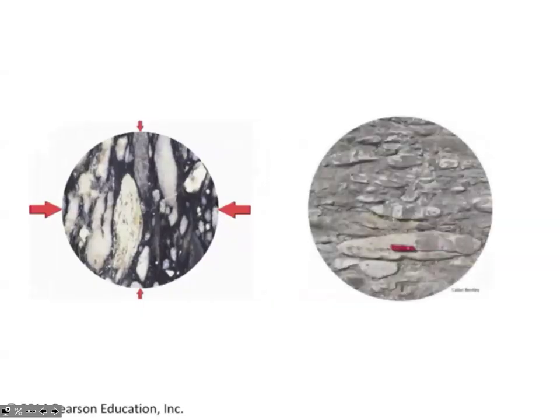Here's another metaconglomerate. Which way would the maximum differential pressure have been oriented to produce this rock? Hopefully your answer would be something like this. And the reason we know that is that the grains basically elongate in a perpendicular direction to that maximum stress.